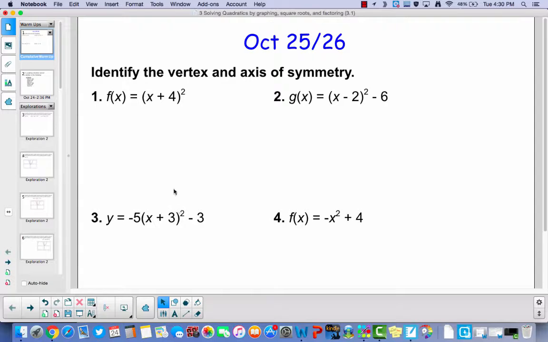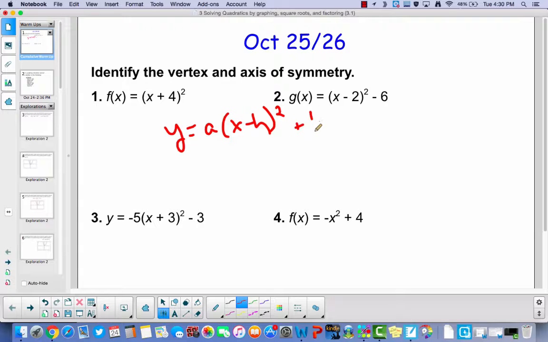What is the vertex? These are all in that form: y equals a times (x minus h) squared plus k. So what's the vertex here? -4. We're not adding anything here, so -4 is 0.